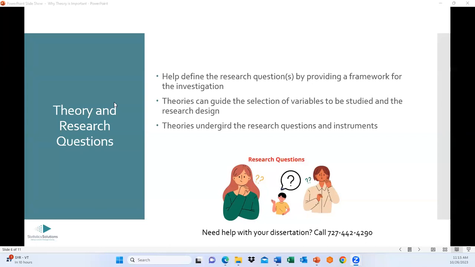So there's a theory of motivation that talks about external factors and internal factors that motivate people, right? In that case, if you chose that theory of motivation, then you would be looking at measuring external factors and internal factors, because that's what the theory contains. There are different theories of motivation, however.